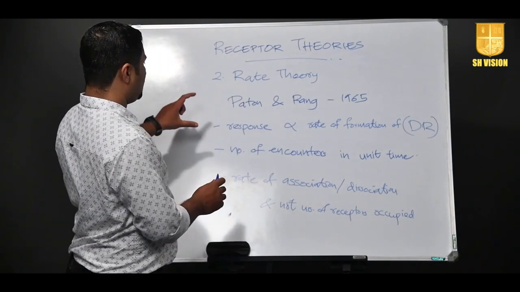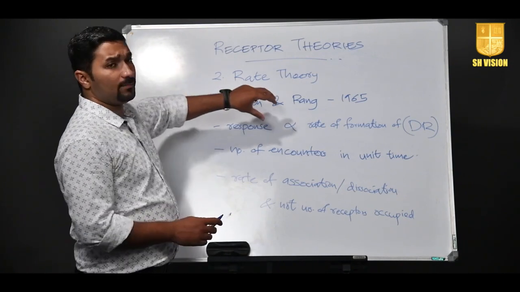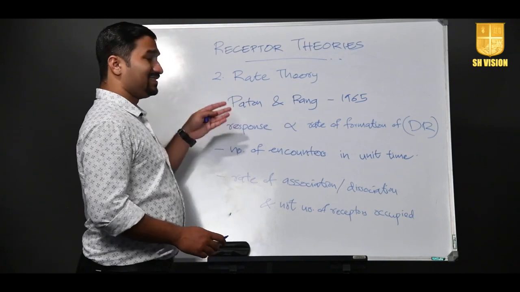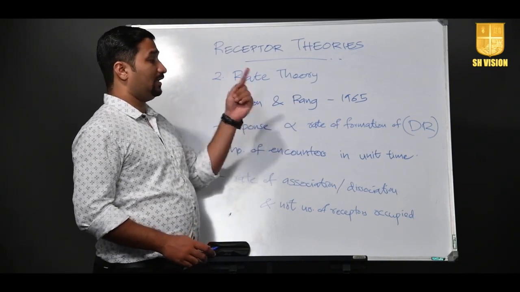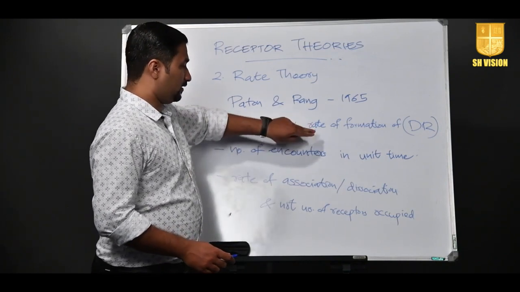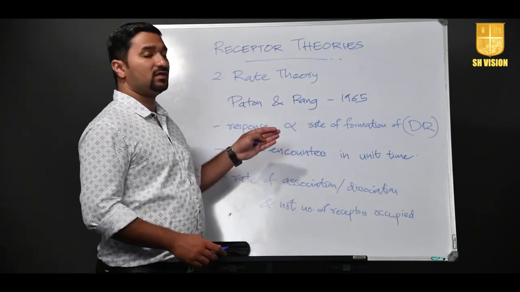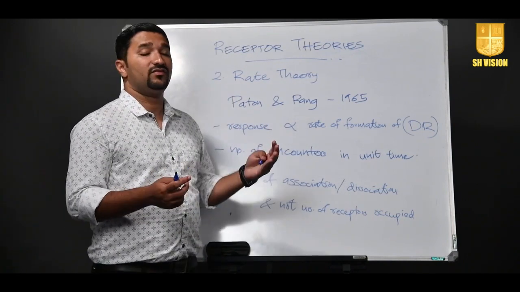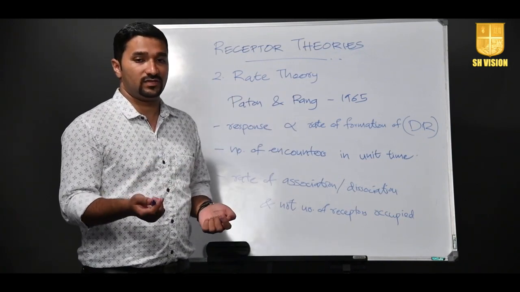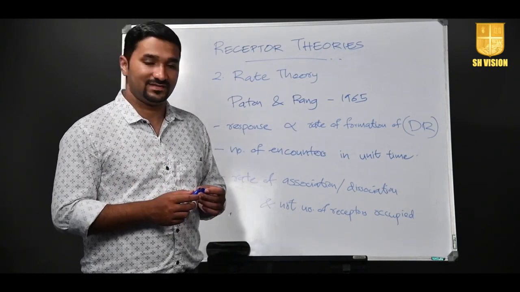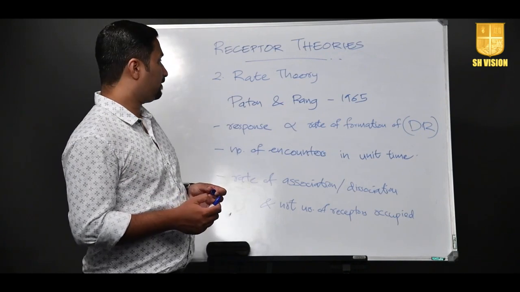So to summarize this theory, it was put forward by Paton and Rang in 1965. Here response is directly proportional to the rate of formation of drug receptor complex. Here the rate means the number of encounters in unit time, and finally it is the rate of association or dissociation that will define the response, and not the number of receptors occupied.